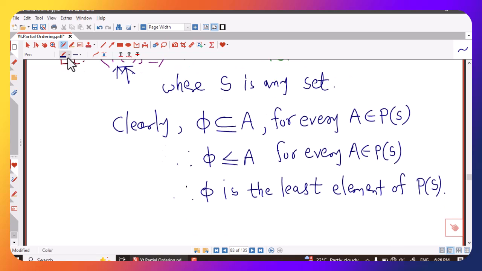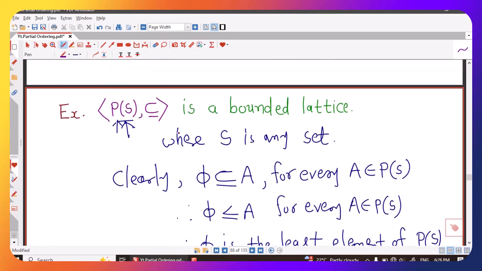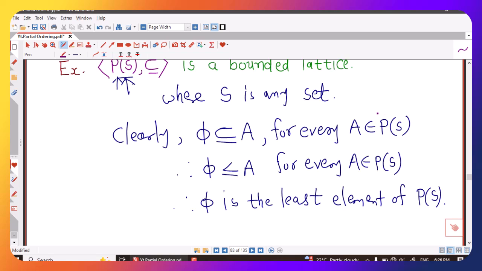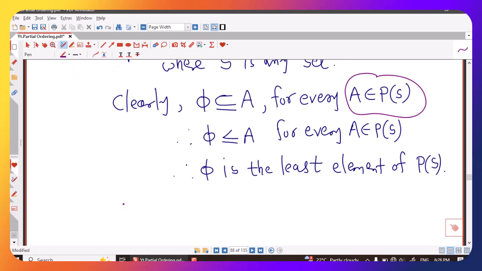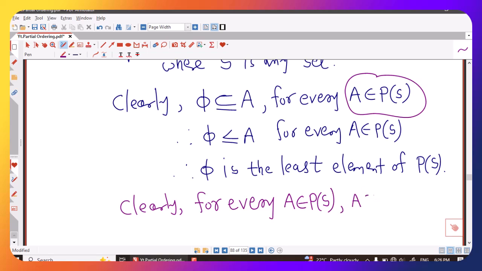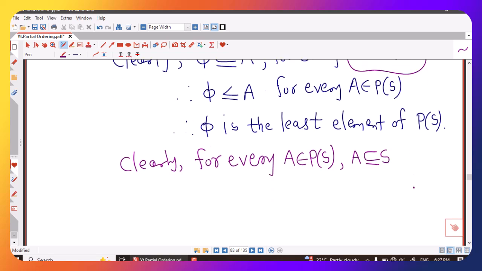Now we search for greatest element. So we know that power set of S is the collection of all subsets of S. So if we take any element of power set of S, then it is clearly a subset of S. So we can also write that clearly for every element of a power set, because A is an element of power set, by the definition of power set, A is a subset of S. That means every element of power set is related to S for every A belongs to power set of S.